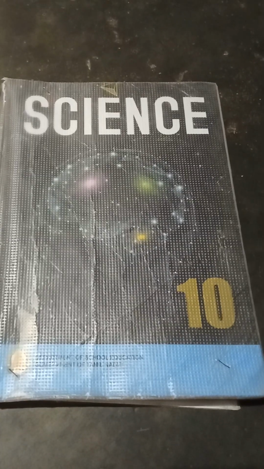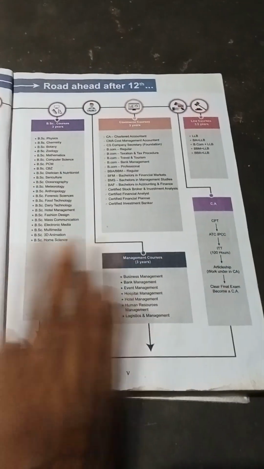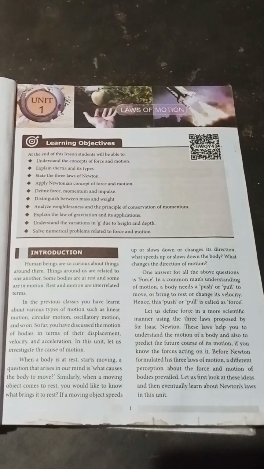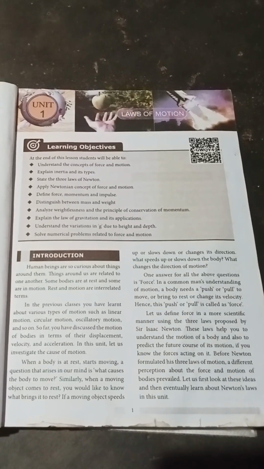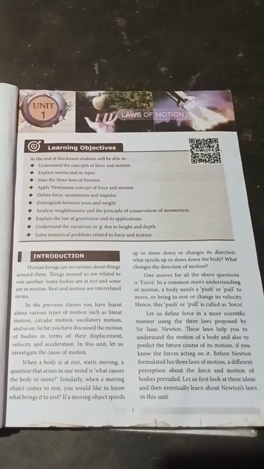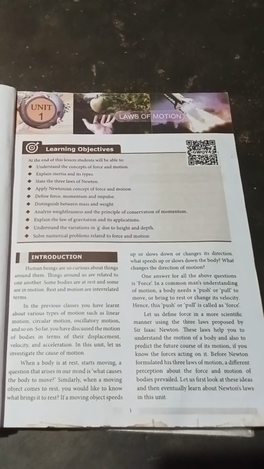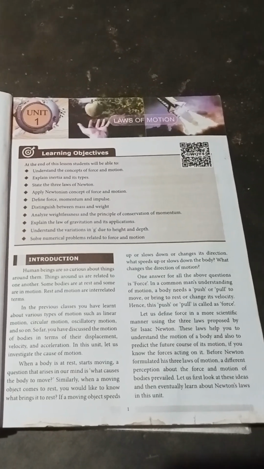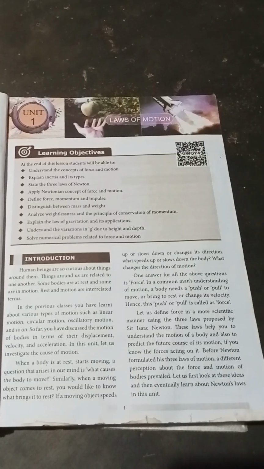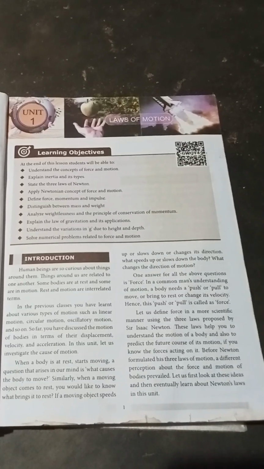Now I will handle Science, 10th class, Lesson 1, Laws of Motion. First, what is motion? A moving object is called motion. There are different types of motions: linear motion, circulatory motion, vibratory motion, oscillatory motion. Especially in this lesson, we will see Newton's laws of motion.